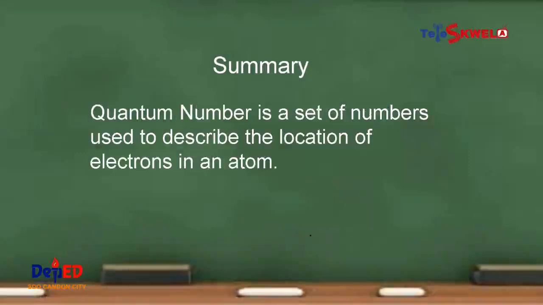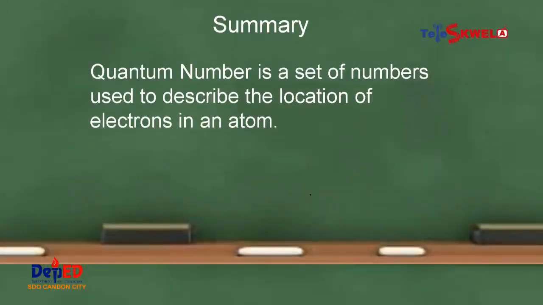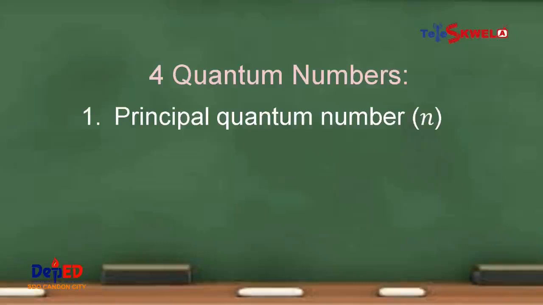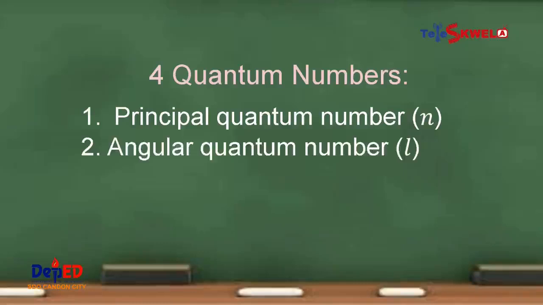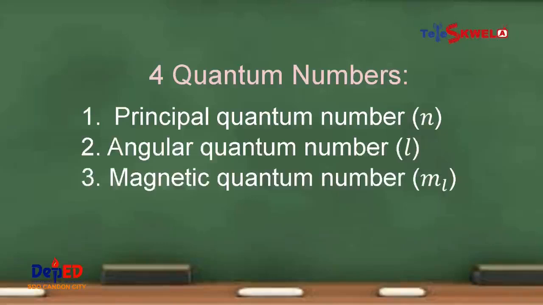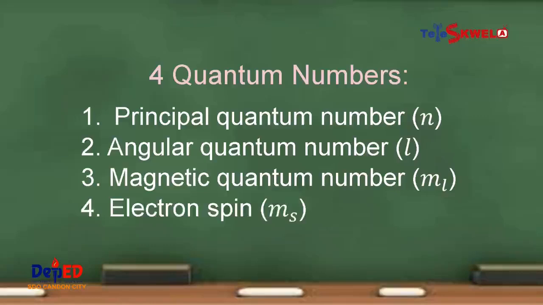Quantum numbers are a set of numbers used to represent the location of an electron in an atom. The four quantum numbers are the principal quantum number, angular quantum number, magnetic quantum number, and lastly, the electron spin.